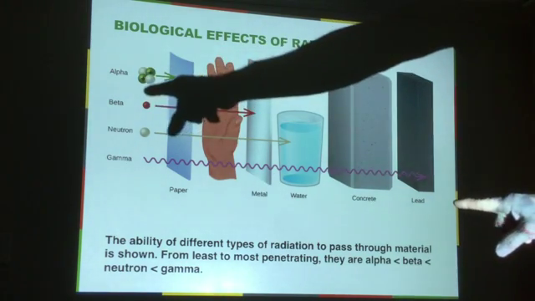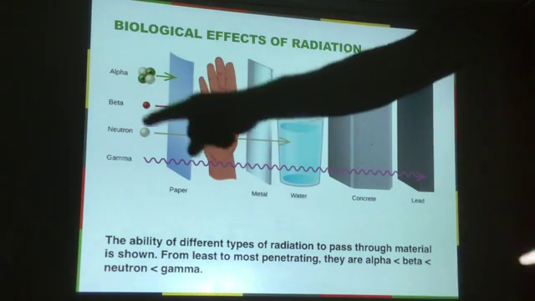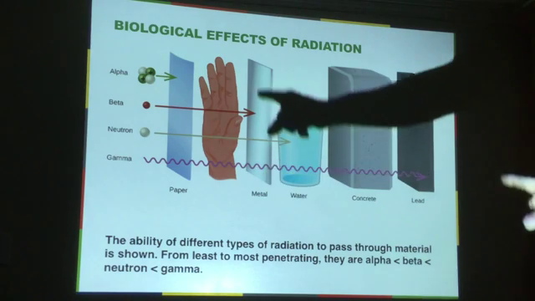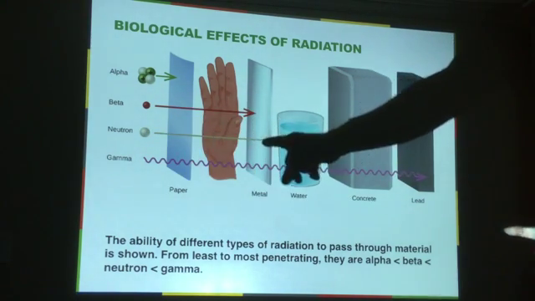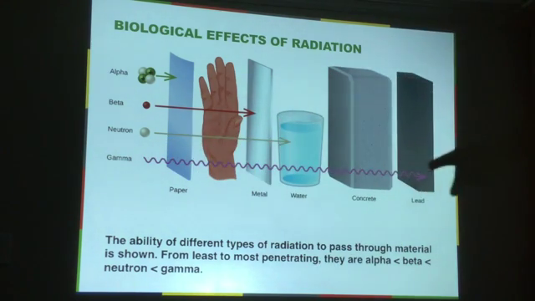So you start with the alpha, it can't even make it through a piece of paper. A beta will go through a piece of paper, will also go through human tissue, but is stopped by metal. Neutrons will pass through the first three here, but are stopped by water. And then gamma rays will go through just about anything except lead shielding.